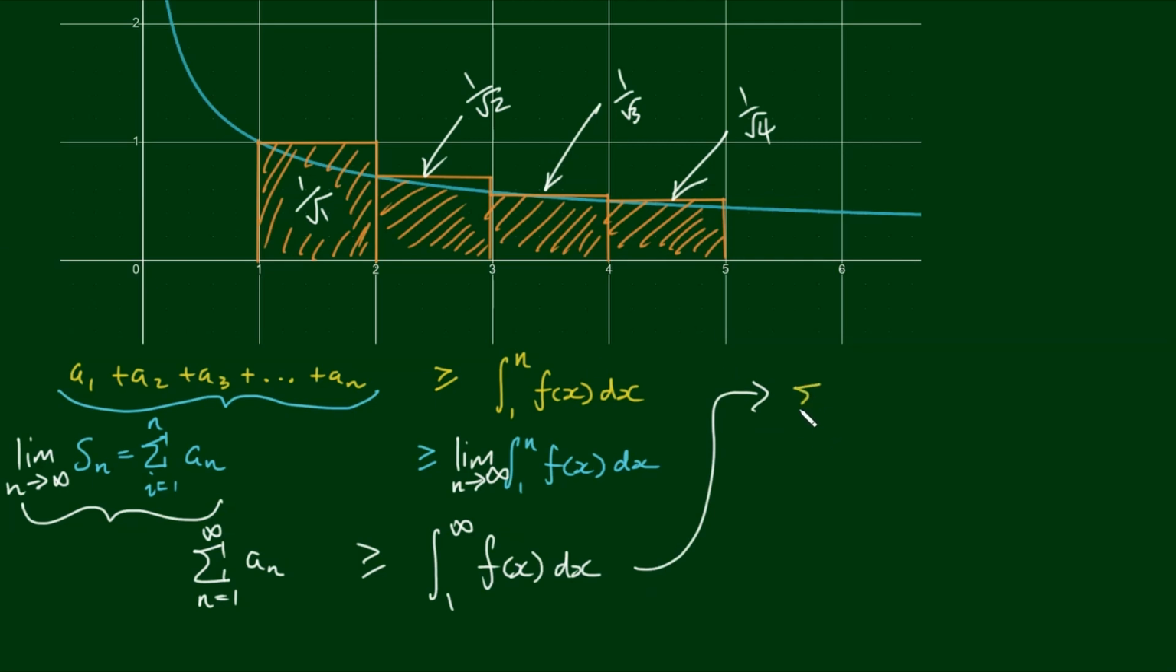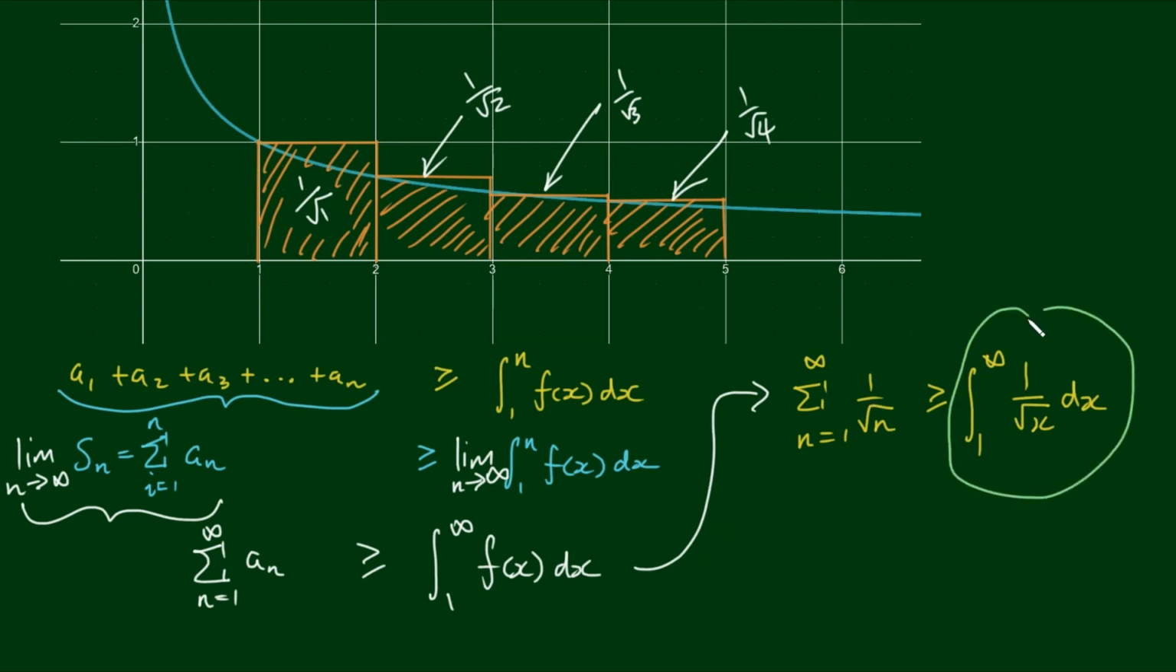So in our case, specifically for us, we've got the sum from n equals 1 to infinity of 1 on the square root of n, and that's going to be greater than or equal to the improper integral from 1 to infinity of 1 on the root of x with respect to x. So let's evaluate this integral on the right hand side.